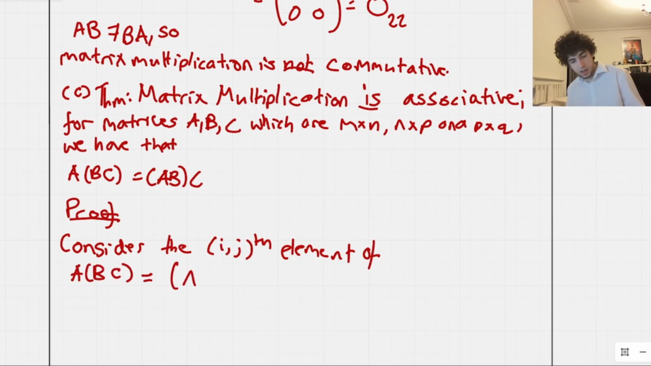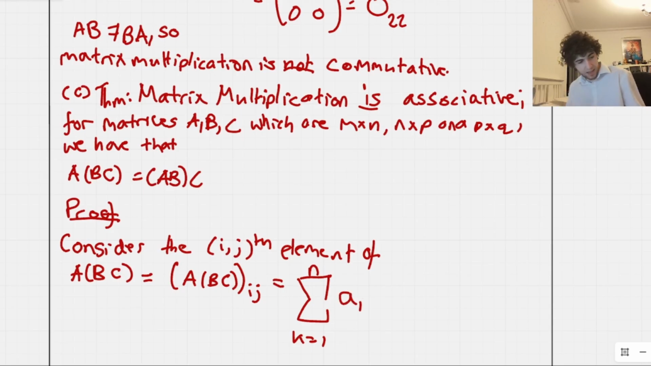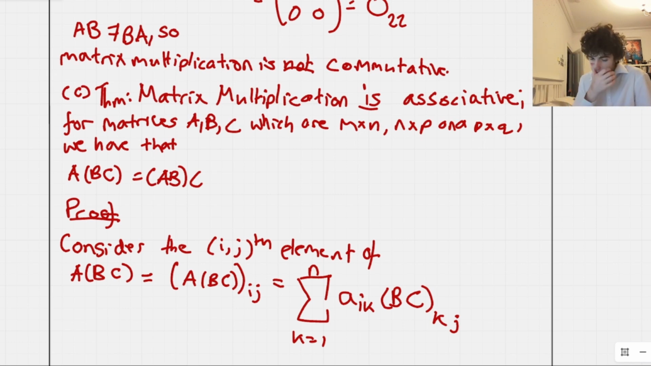Which is just going to be (ABC)ij, which is simply the sum from k equals 1 to n of A_ik, because A comes first, multiplied by (BC)kj, okay? That is correct, because BC is going to be n by q, because we have an n by p and a p by q, and A is going to be m by n, so that's fine. This is the correct translation of the definition.